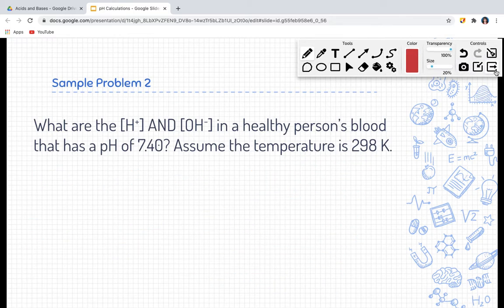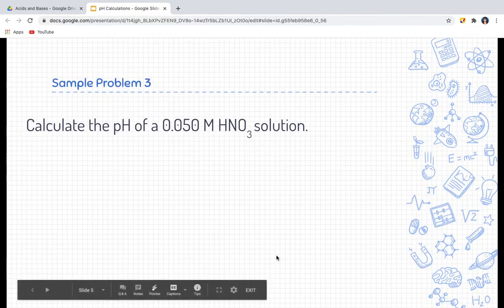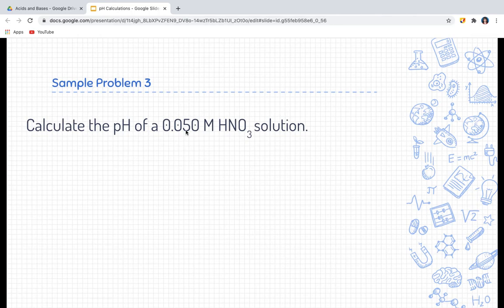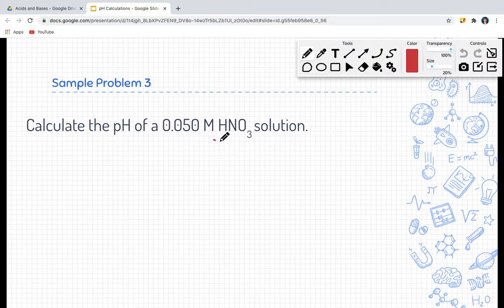Now I do believe we have one last one to work through. Okay, calculate the pH of a 0.05 molar HNO3 solution. So if you remember, HNO3, or nitric acid, is a strong acid.